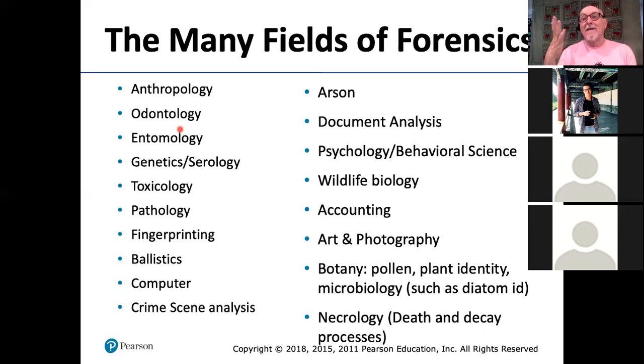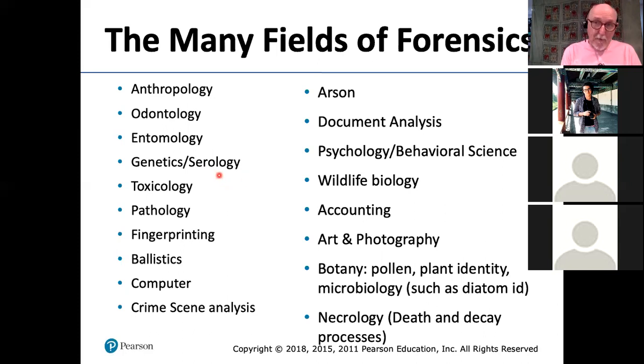Forensic entomology is the study of insects and their association, especially with a decaying body, because they provide us with a tremendous amount of information about time of death and circumstances of deposition of the body. Genetics and serology. Genetics is one of the central features of forensic science, because this is where we study DNA. This is where we study principles of heredity. And we'll hear a lot later on in the course about DNA and how it is used. But we join it together with serology, which is the study of the blood and of the body fluids.